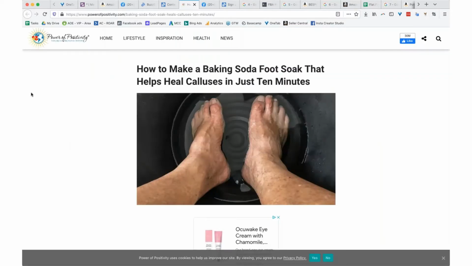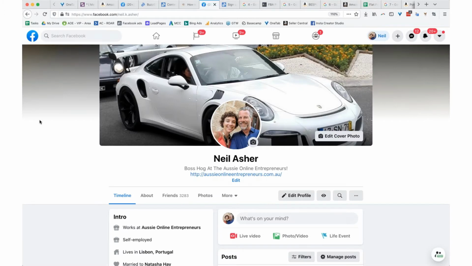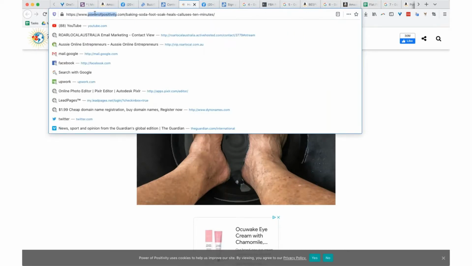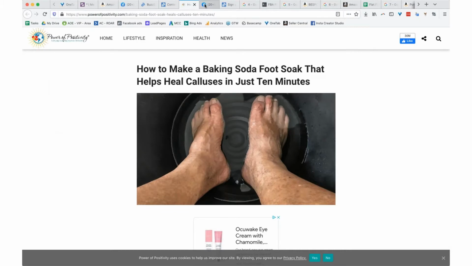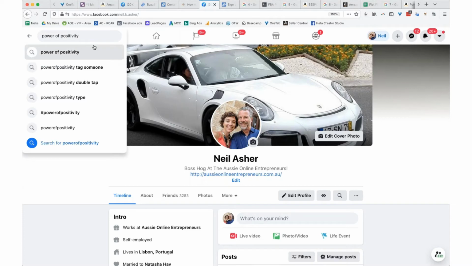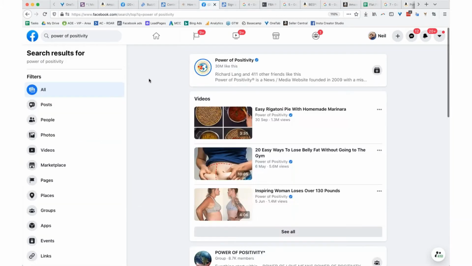All right, let's go a little bit deeper now. Let's have a look at how this was actually put together, how come it got shared so much, and let's use that to give us some ideas. To do that, you want to come over to Facebook. Now, what's the name of this company? The Power of Positivity. Let's just nick it from there. All I'm going to do is use Facebook's graph search, which is this thing here. Power of Positivity. Let's have a look at this particular company.